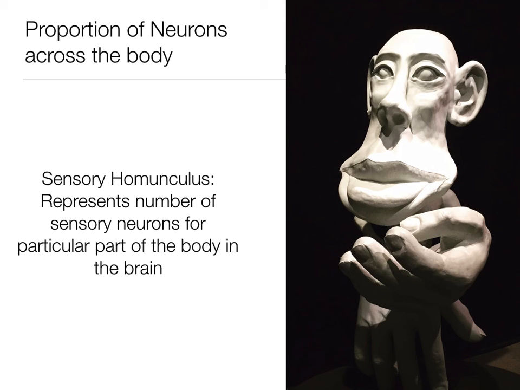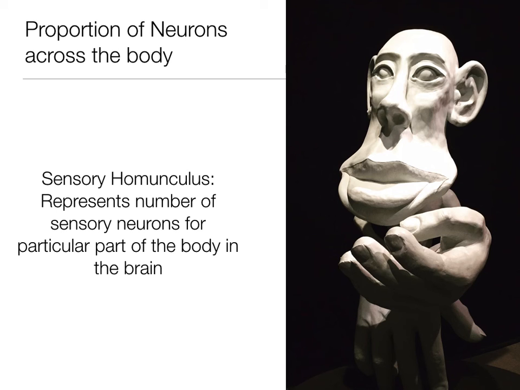Where can you make more fine-grained movement? It's going to be similar in your mouth and in your hands. I mean, think about all the different ways that you have to move your lips and your tongue and your throat to say a word. And that's requiring a lot of motor coordination that you don't necessarily need in your ankles. So again, we'll see that there are different proportions of these neurons across the body.